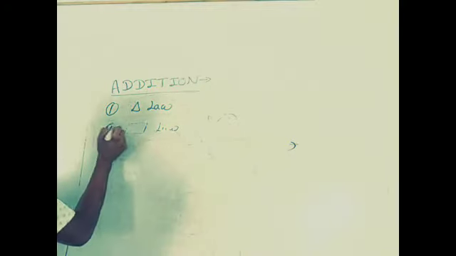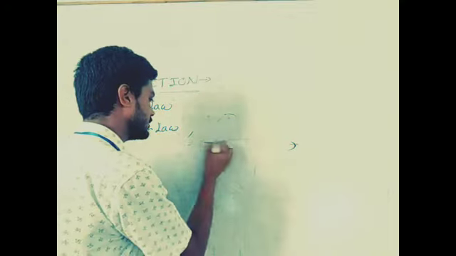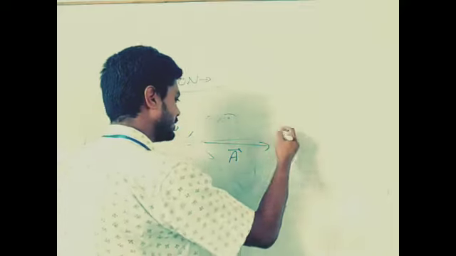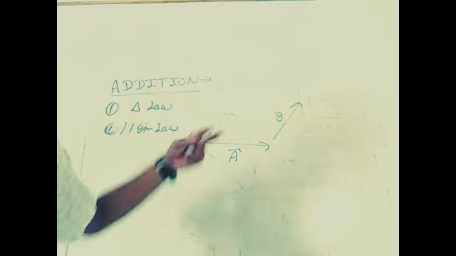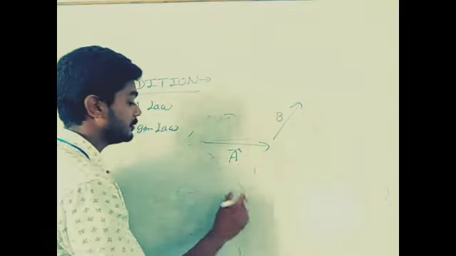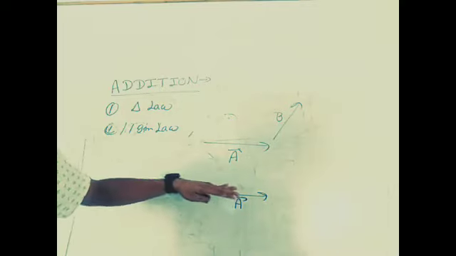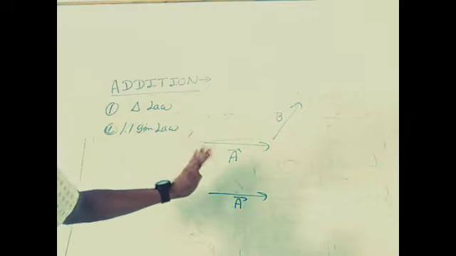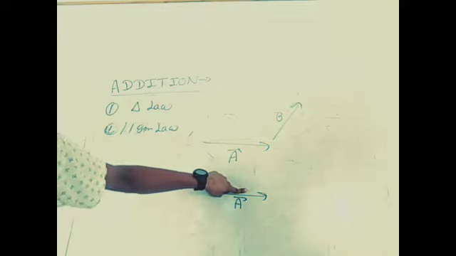Then what is the triangle law? Let us see. Suppose you have two vectors. This is vector A and this is vector B. These two vectors are here and we want to add them. We want to find the resultant of these two vectors. Then how can you find it? Draw first vector A. There should be no change in magnitude and direction. Draw first vector A. From head of A, draw vector B.